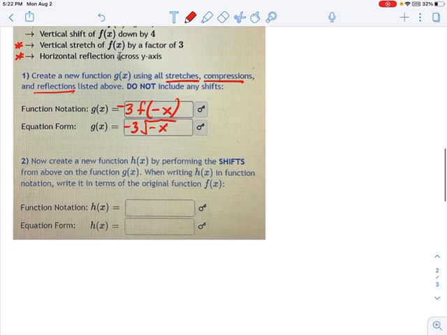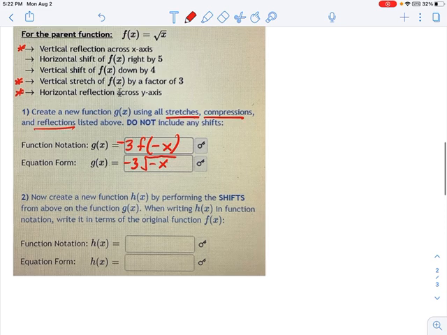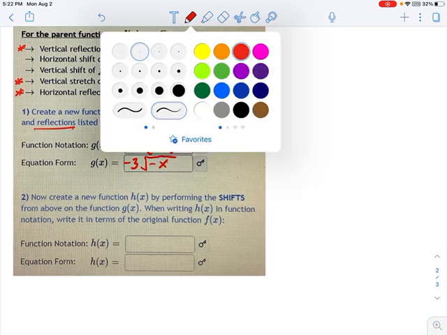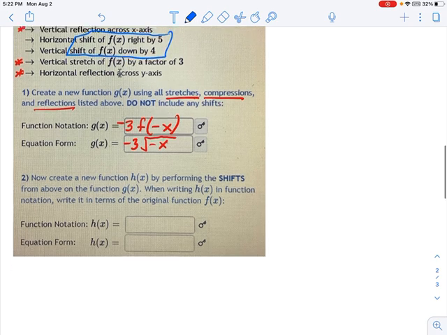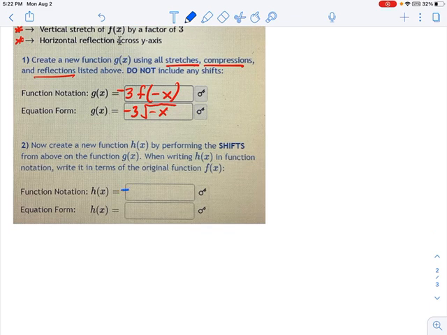So now let's keep on going, and now we're going to get to the shifts. Okay, I'm going to change colors. I haven't done that in a while. I'm going to change colors and do a horizontal shift right by 5 and down by 4. So what does that look like? Well, negative 3 f of negative x, and I want to do a shift down. Let's talk about the down by 4. That's an easy one, right? You just add minus 4 to the end.